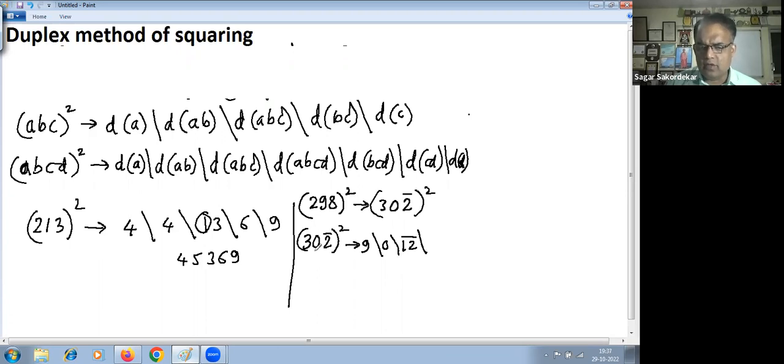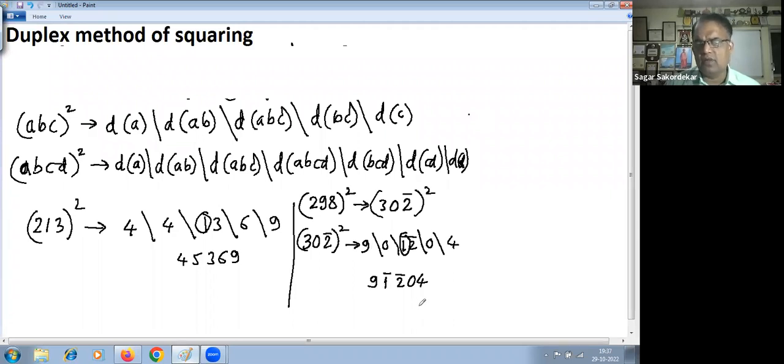Then duplex of 0 bar 2 is 0. One number is 0, which means it is 0. And finally, minus 2 square: duplex of minus 2 is minus 2 square, that is 4. So the answer is 4. This is 0 here. This is minus 2. Minus 1 will carry to the next step, and that will remain as it is because here it is 0. So the digit here is minus 1 and then 9.